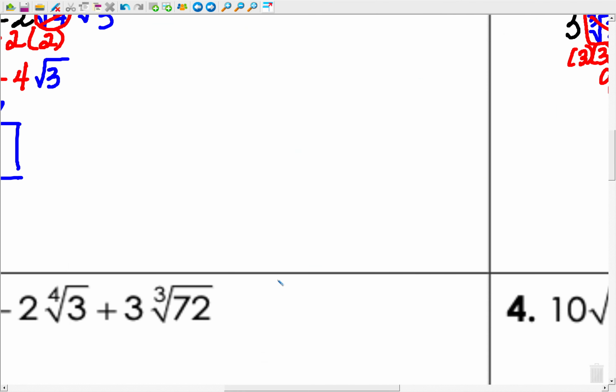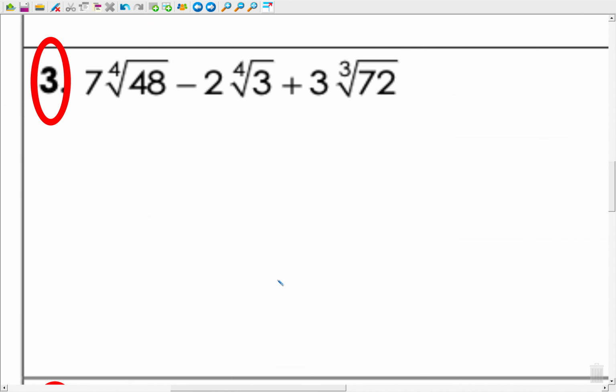Number 3. For this problem, I need to look at the fourth roots. Okay, and let's do some bringing down and let's do some simplifying. First, I want to bring down my 7. And now I want to split this because the fourth root of 48 is going to become the fourth root of 16 times the fourth root of 3. And now this I simply bring down because I cannot do anything with it.